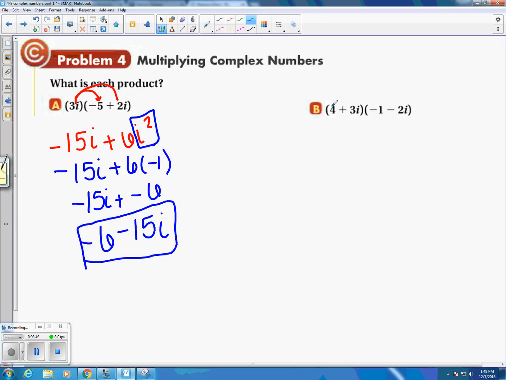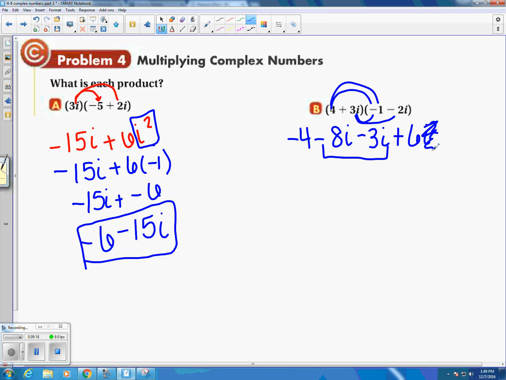Same thing for b. 4 times -4 times -1 is -4. 4 times -2i is -8i. 3i times -1 is -3i, and 3i times -2i is -6i squared. We're going to combine our like imaginary parts and replace i squared with -1. So this is going to turn into a positive 6. And then I can combine -4 and positive 6 to get 2, and -8i minus 3i is -11i.